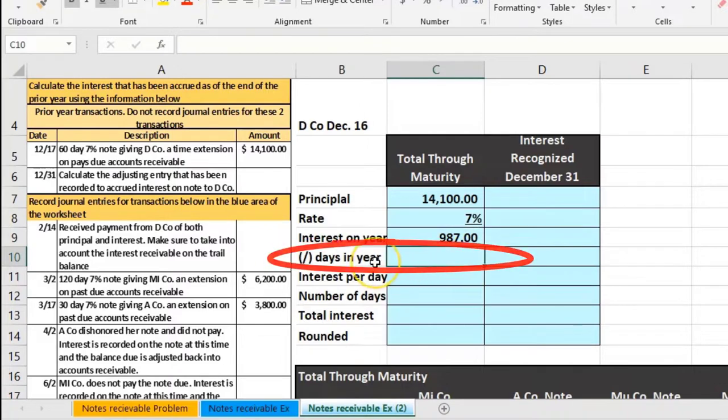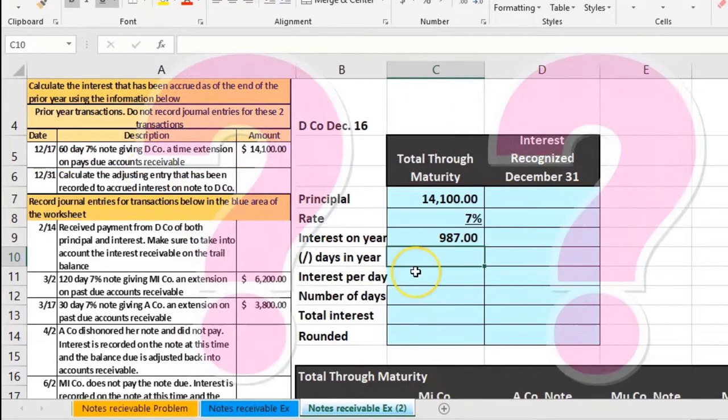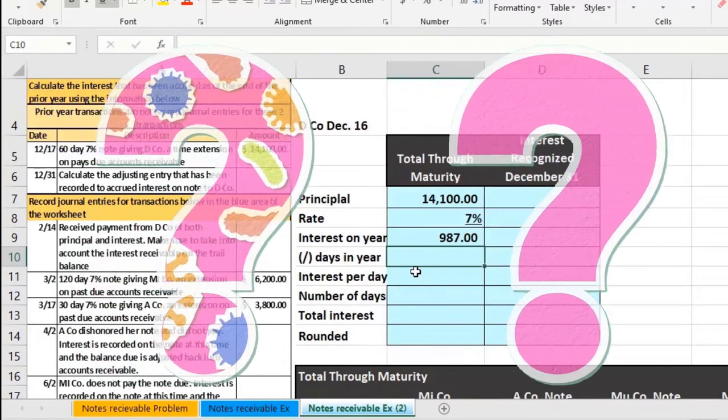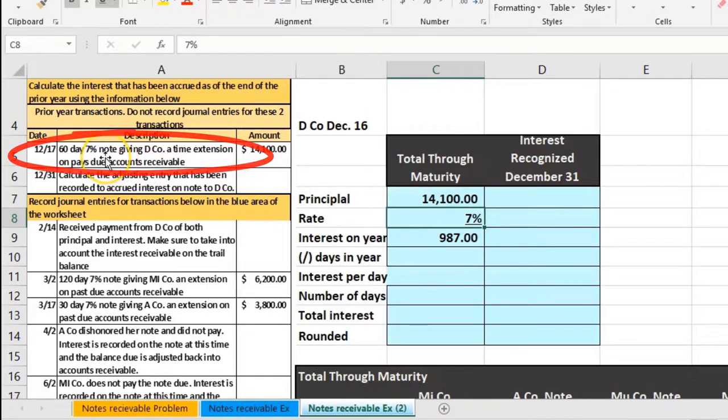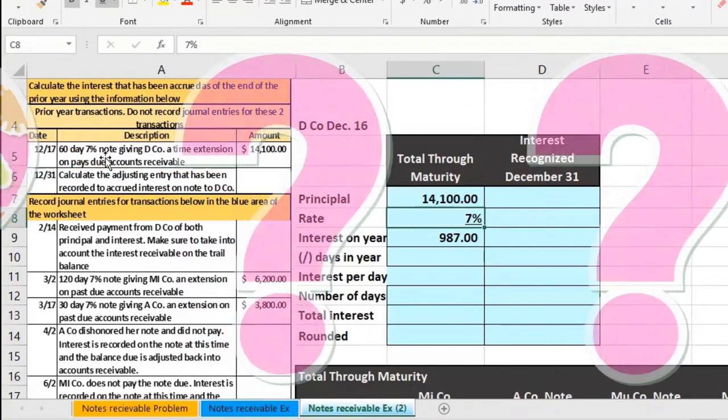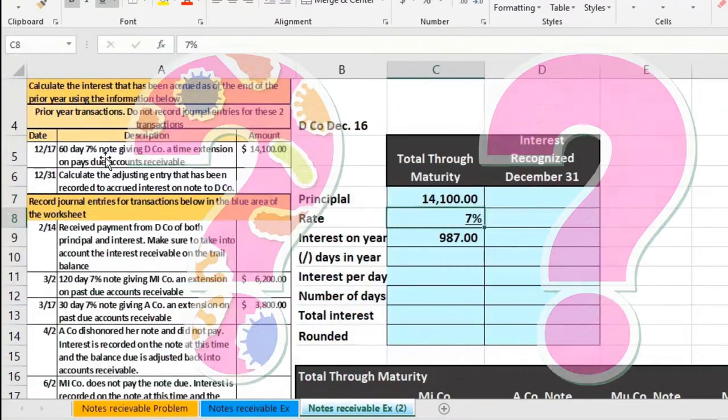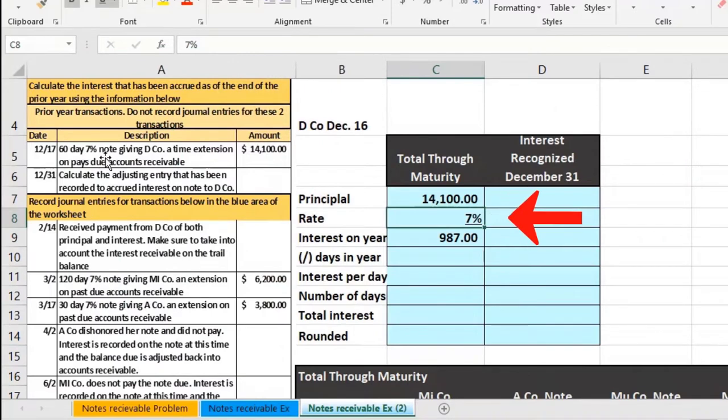Then I'm going to divide that by the number of days in a year. We're going to make this nice and even. Notice that 60 days is about 2 months. We're going to say how many days are in a year. The reason we're doing this is because the 7% means 7% a year. We only have a 60-day time period. We don't usually talk in terms of months. We don't usually say, well, what's the 60-day interest rate? Because the rate would be really small that way.